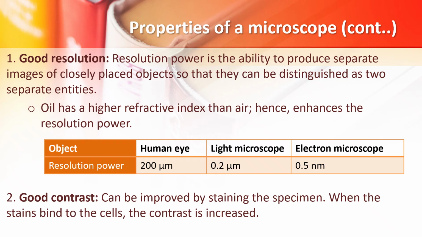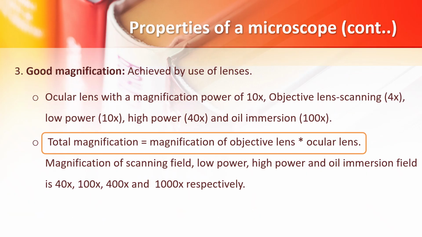Then contrast. What do you mean by contrast? Color. It can be improved by staining the specimen. When the stain binds to the cell, the contrast is increased. When we give color, you can improve the contrast. Then the last one is magnification.